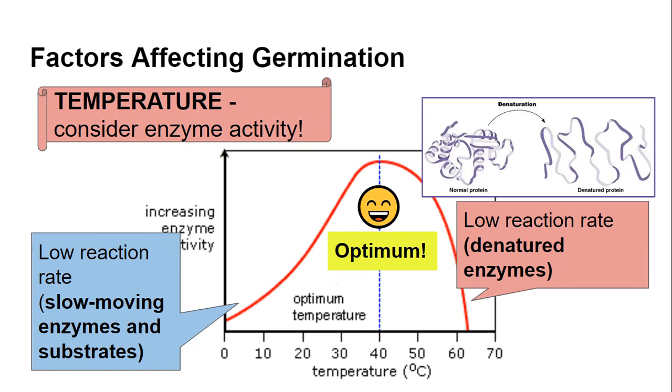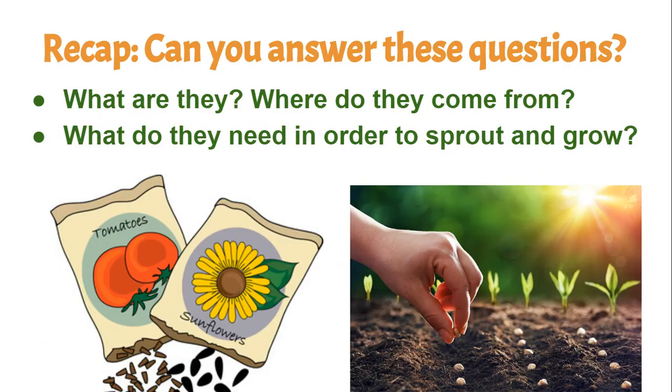So to recap, just see if you can ask yourself these 3 questions that we started with and see if you can answer them. What are seeds? Where do seeds come from? What do they need in order to sprout and grow? If you feel like you can answer those questions, then you have met the goals. And if you don't, you may want to go back and rewatch any parts of the screencast or reach out to your biology teacher for help.